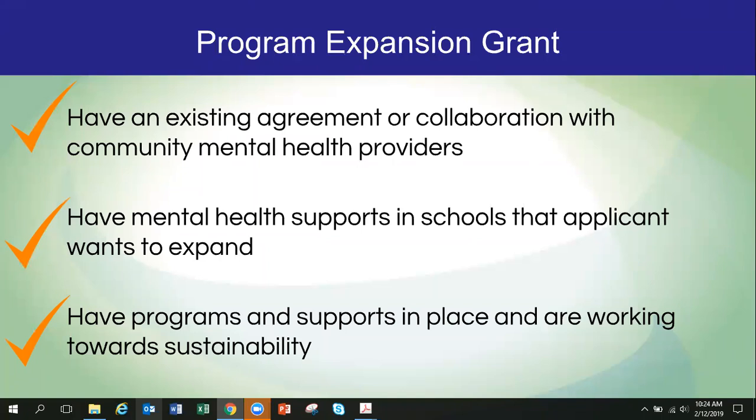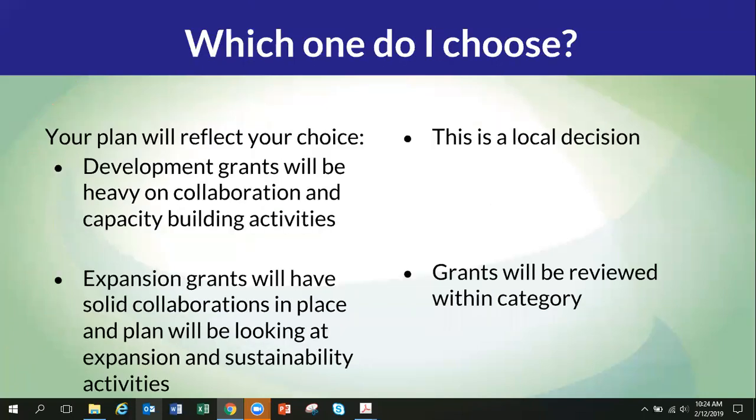You also maybe are looking at having programs and supports in place, and you're looking towards sustainability. So maybe you're funding a mental health navigator with this, but you're looking at ways to start building collaborations so that moving forward, the funding for that position can come from county and providers and school all working together. That's just some examples. You get to choose.